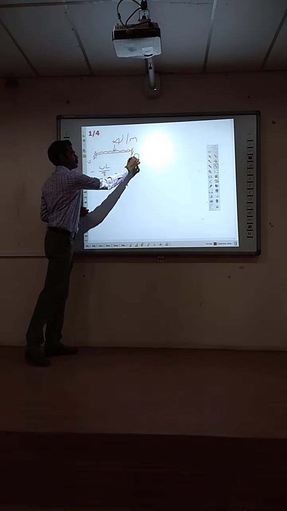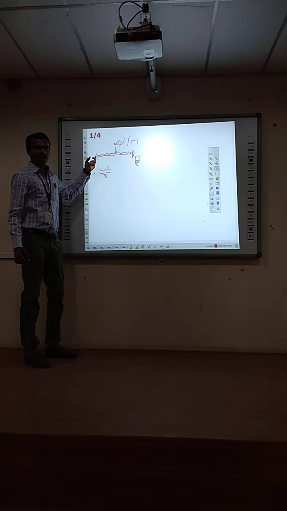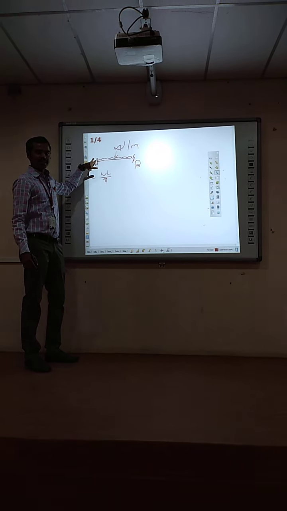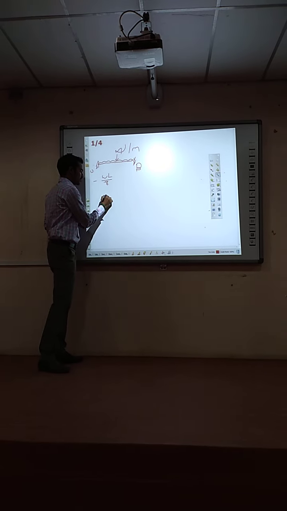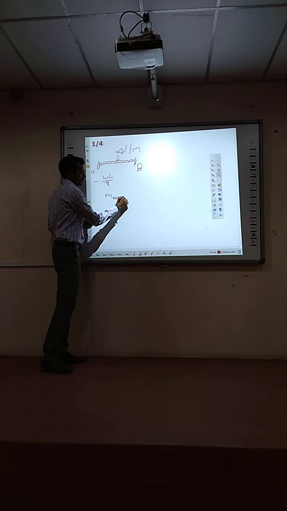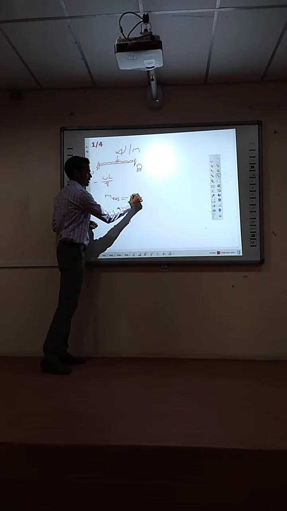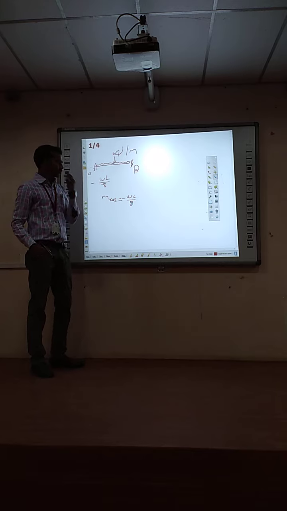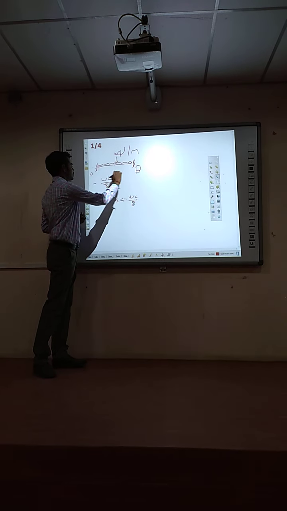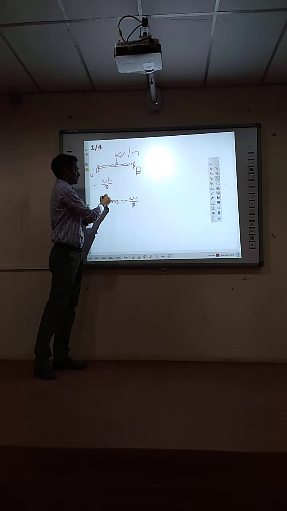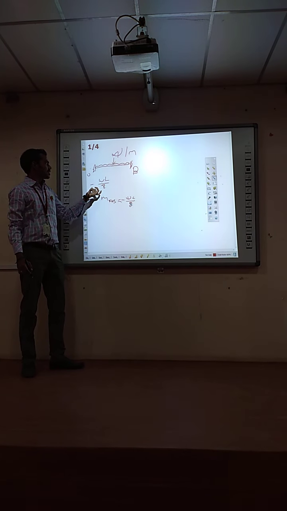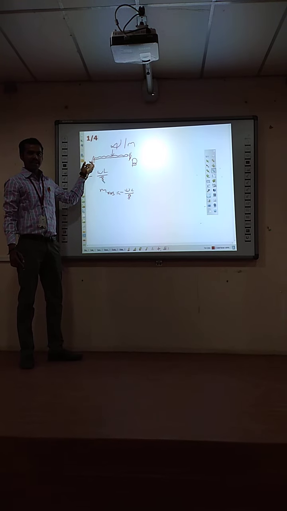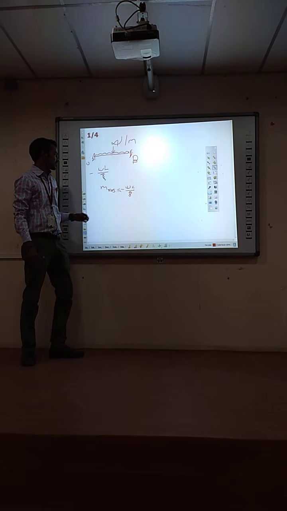So we have A and B support. In these supports, we have to calculate the moment about A and B. So we have a formula of minus WL by 8 for this, to calculate the moment at A and moment at B.